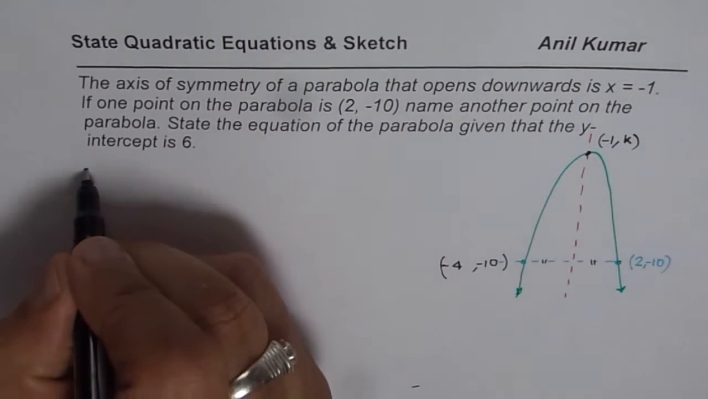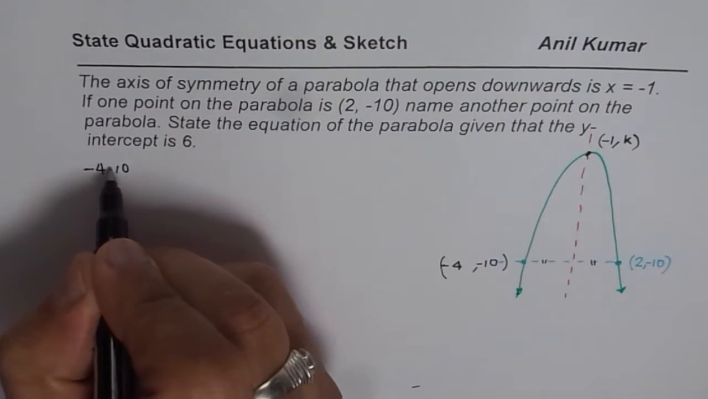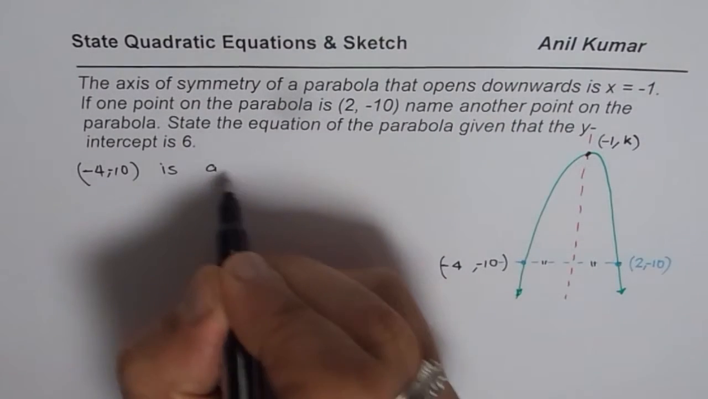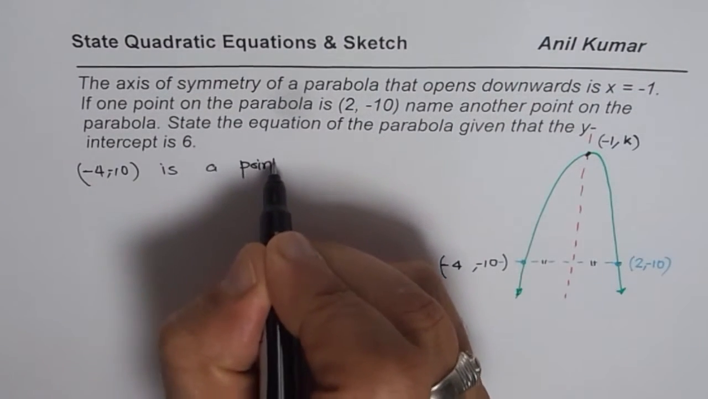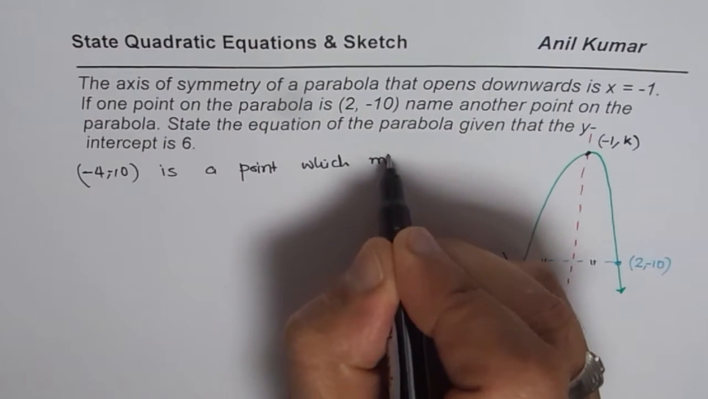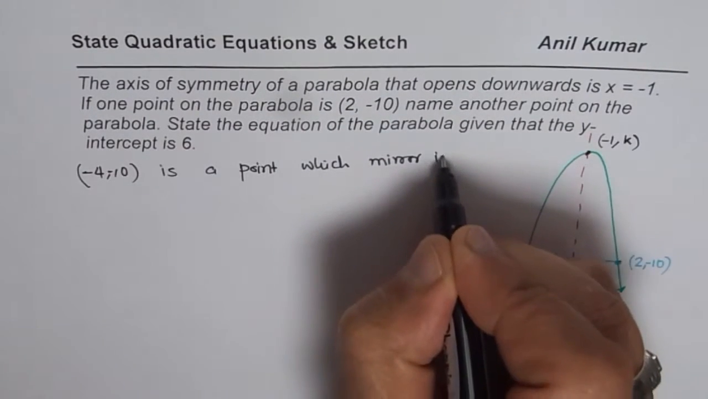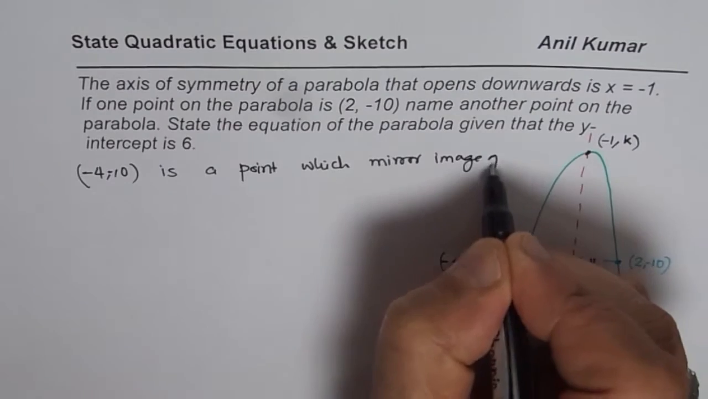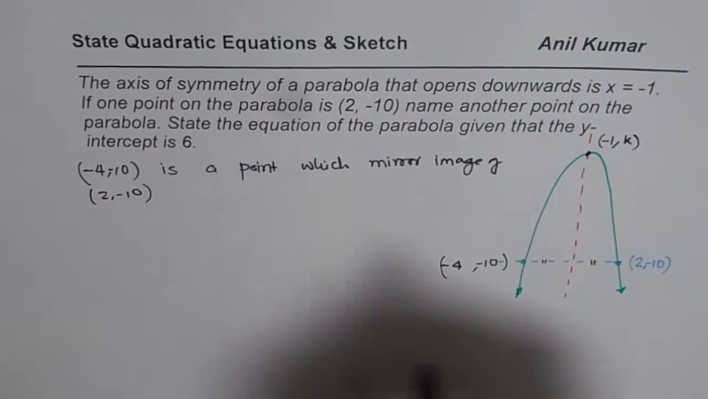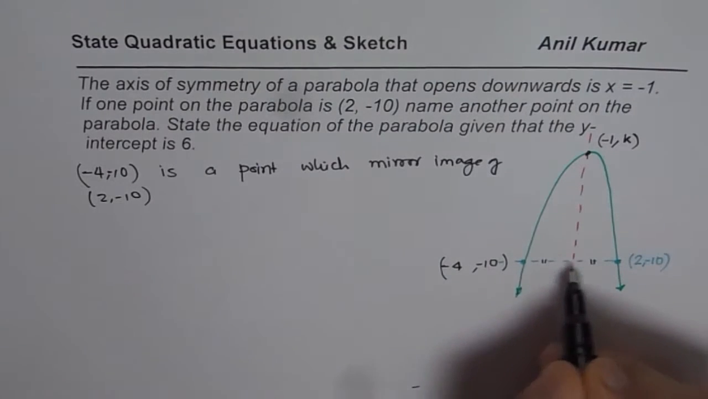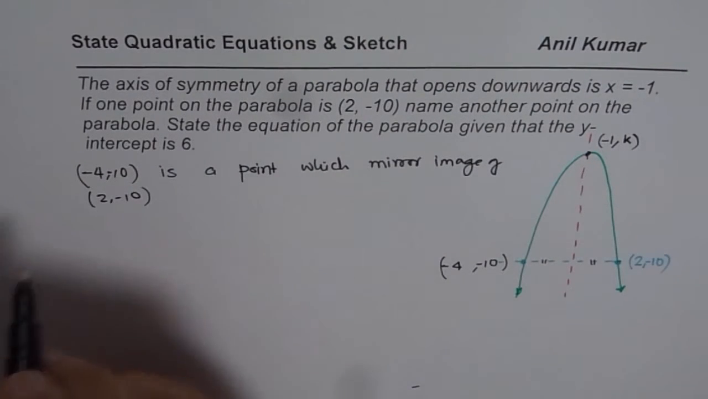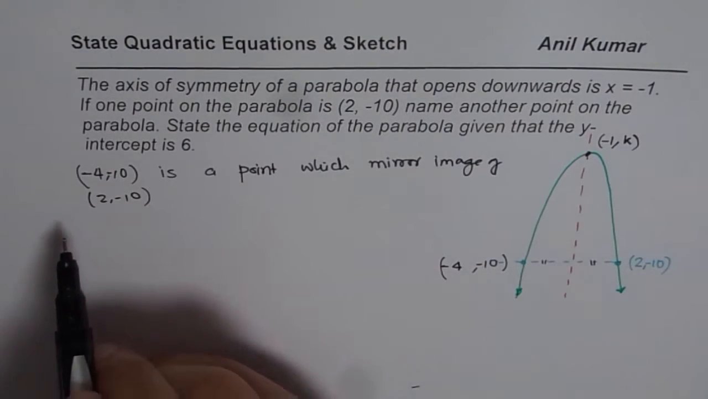So what we can say is that (-4, -10) is the mirror image of (2, -10), the symmetric point about the axis given to us. So that is the way you can answer the first part.